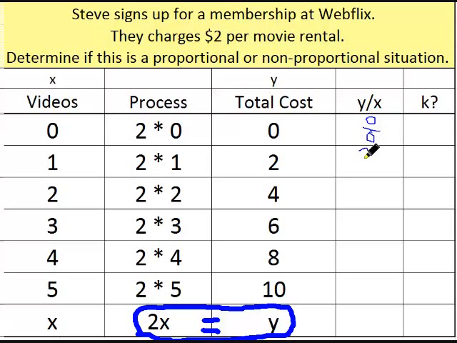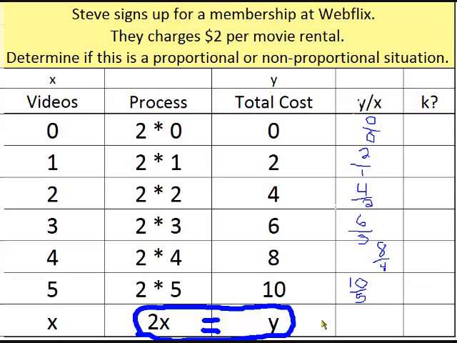For our next one, it's going to be 2, our y value, over 1, our x value, 2 over 1. Next, we're going to have our y value of 4 sitting on top of our x value of 2. We keep on going. Our next one will be 6 over 3, 8 over 4. Every time simply putting our cost on top as a numerator and our number of videos on bottom as our denominator.